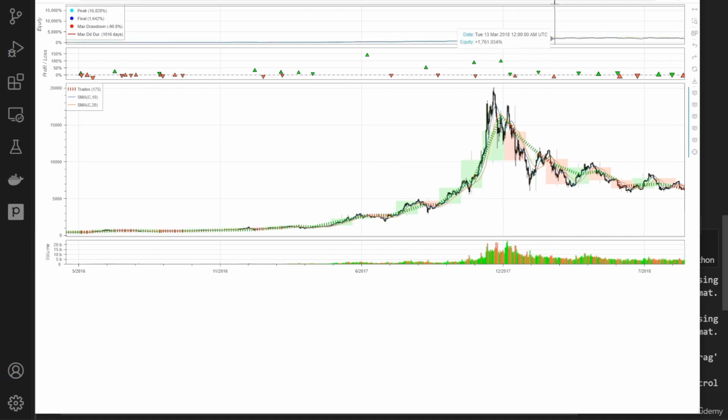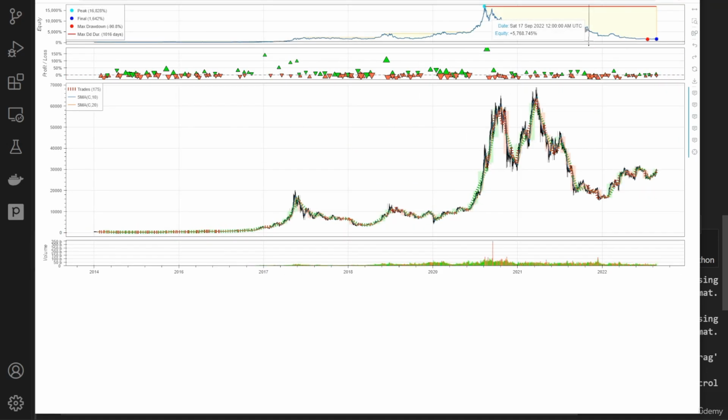So we can see the equity on the upper side of the graph. So here the equity is increasing. It reached a peak right here and then it started going down again. So the strategy is not always working well depending on the market conditions.